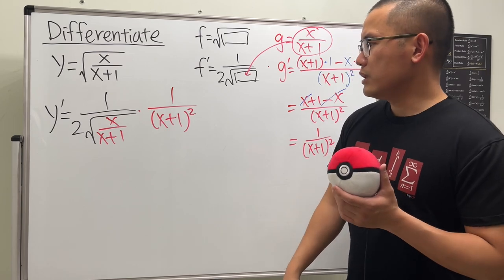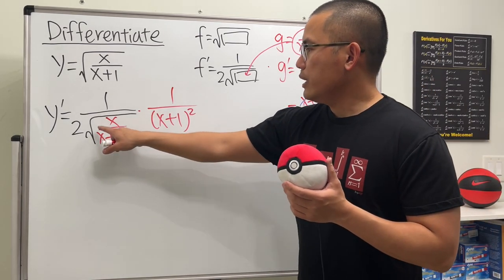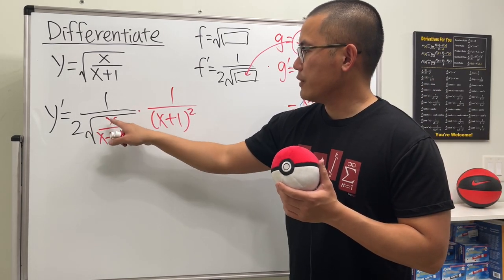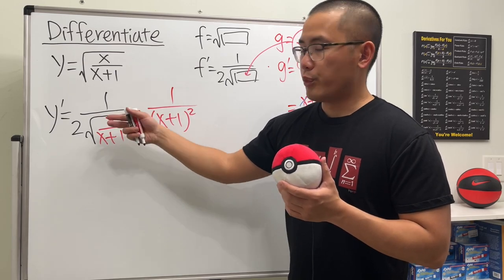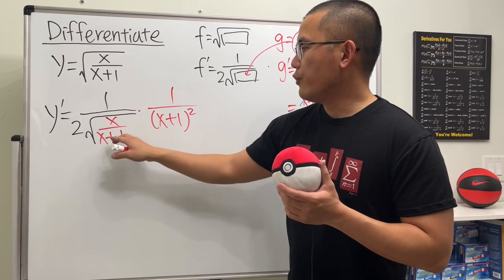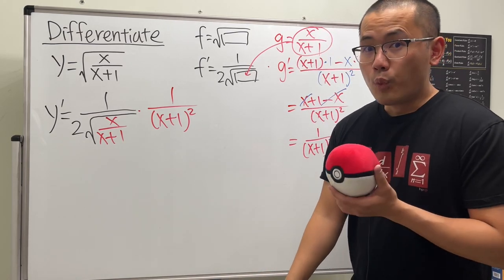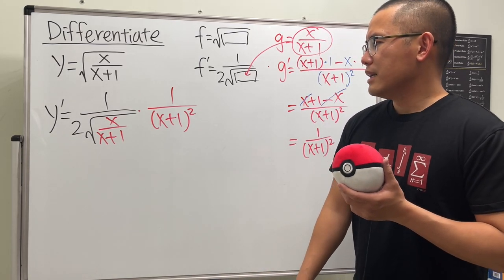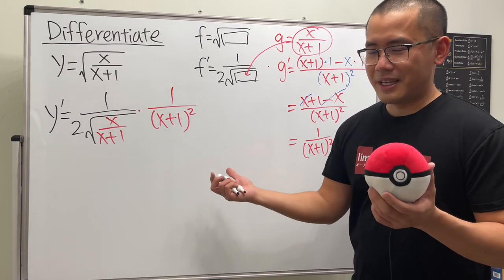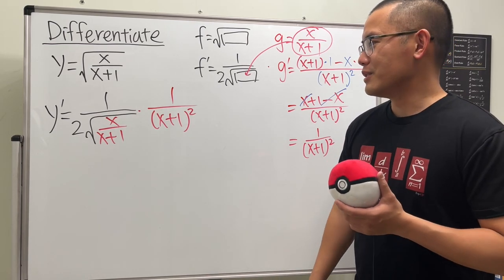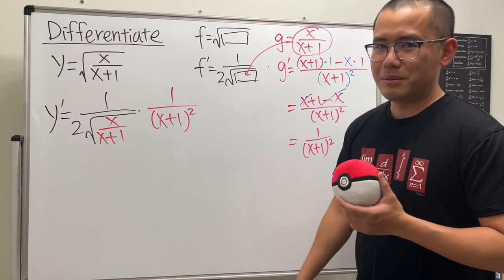And the way that we can do it is that we can take a look at the square root of x over x plus 1 and break it down into square root of x over square root of x plus 1. And of course, we will also have to worry about the domain, but we just want to care about the expression for this kind of question. So yeah, we can talk about the domain maybe later on.